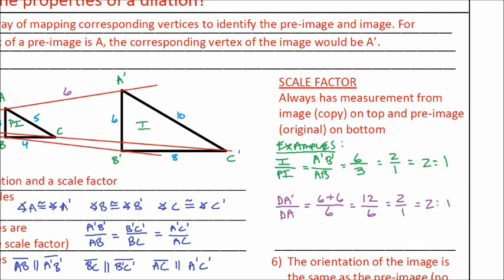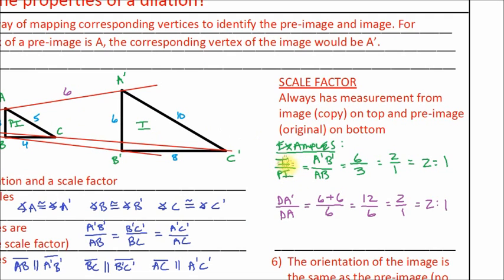So you can see this scale factor shows up in actually lots of different ways. We can compare corresponding sides. We can compare the corresponding distance from the same vertices to the center of dilation. And both of those will get our scale factor. Now again, I want you to realize the image measurement, or the copy measurement, always goes on top. The number on the bottom is always from our original shape.